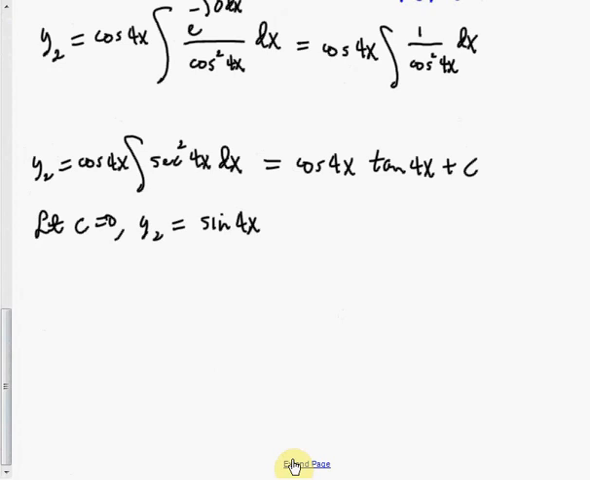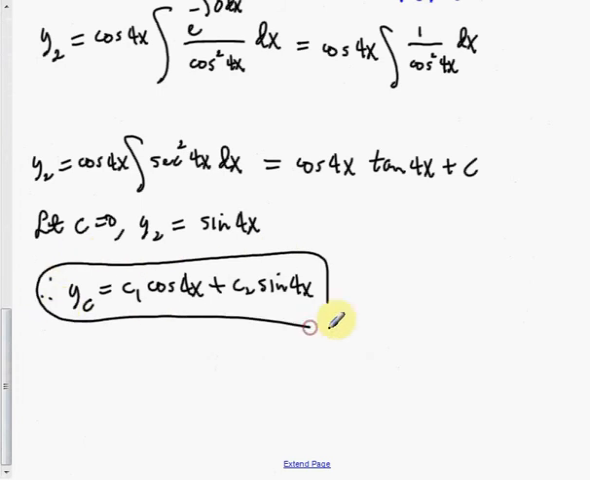So your solution then, y sub c is equal to c sub 1 times cosine 4x plus c sub 2 times sine 4x. Any questions? Let me do one more here in this section, and then we'll move on to 4.3.